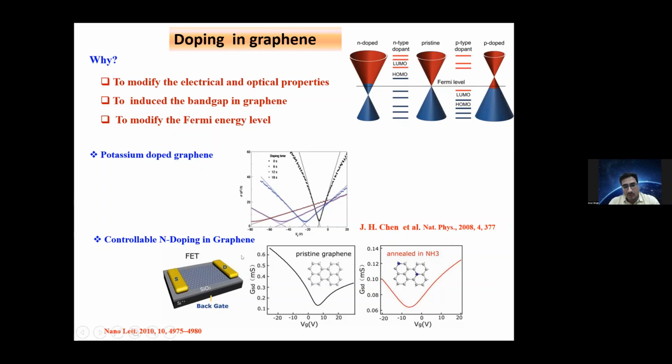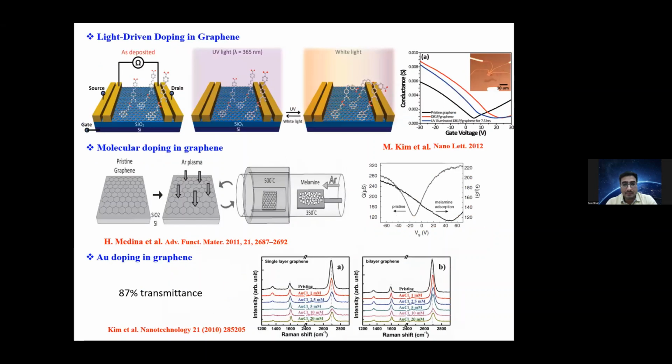Another group also did some work where they annealed the graphene in an ammonia atmosphere. Here we can see the Dirac point shifted from positive to negative because of the N doping, electron doping, but the electronic structure will change. Here some nitrogen atoms replace the carbon atoms, so that may reduce the mobility also.